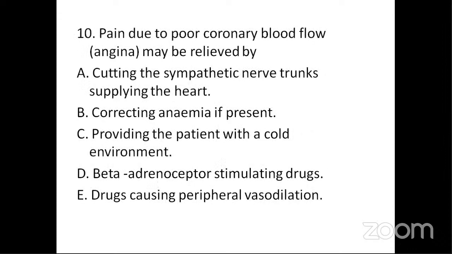Coming to the next question. Pain due to poor coronary blood flow, that is angina, may be relieved by cutting the sympathetic nerve trunks supplying the heart, correcting the anemia if present, providing the patient with a cold environment, beta adrenoreceptor stimulating drugs, or drugs causing peripheral vasodilation. Which among the following is true? Pain due to poor coronary blood flow may be relieved by cutting the sympathetic nerve trunks supplying the heart.